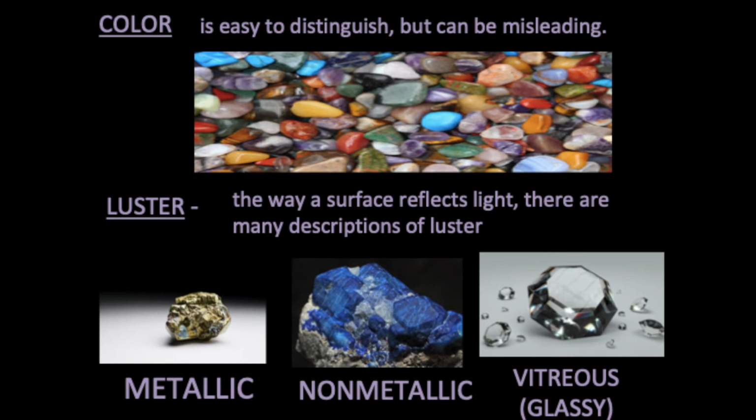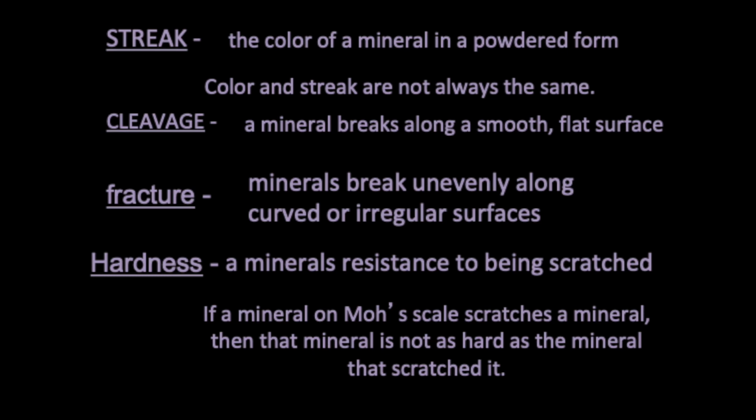There's a few different ways of describing luster, the first being metallic, the second is non-metallic, and the third being vitreous. As you can see, metallic, it's really shiny. Non-metallic is more dull, and vitreous, it's when light can pass through the mineral. So when scientists take a look at a mineral, they take a look at the streak, the cleavage, the fracture, and also the hardness in an attempt to identify the mineral.